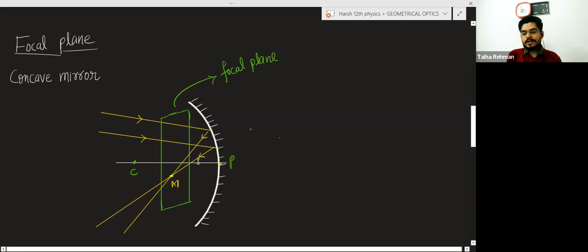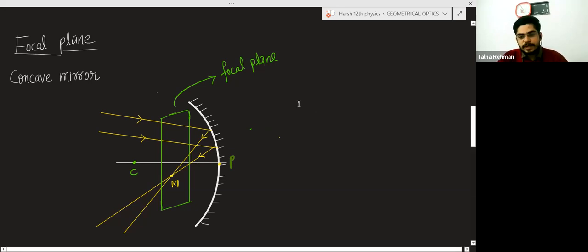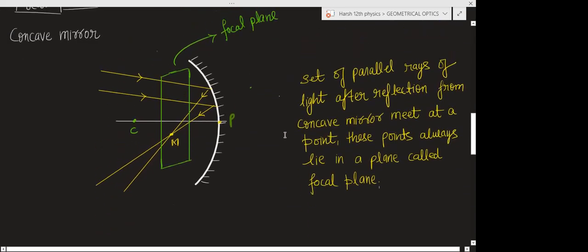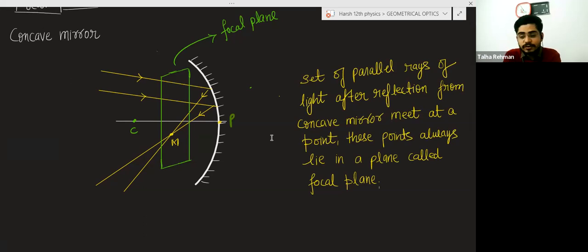Now what is the focal plane? Focal plane is a plane where, when light rays are parallel and striking on the mirror, after reflection they meet at a common point, and that common point is lying on the focal plane. Focal plane is a special type of thing. Focal plane is a plane simply, but the special thing about the focal plane is that parallel rays always meet at the focal plane.